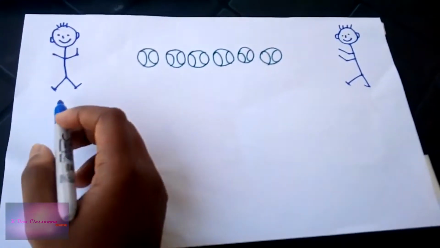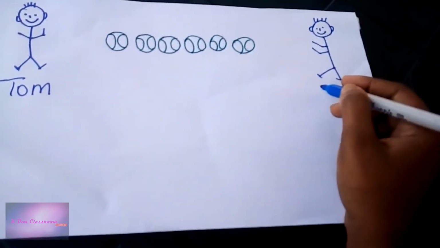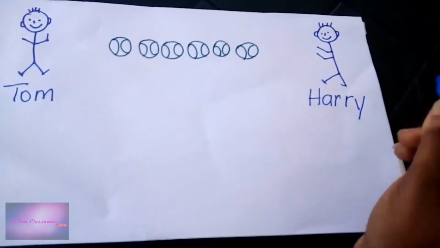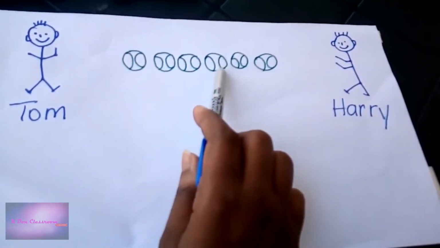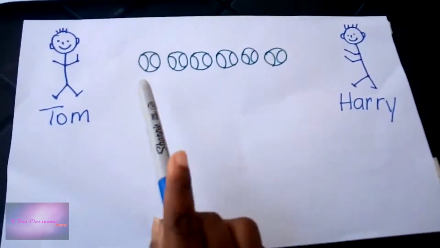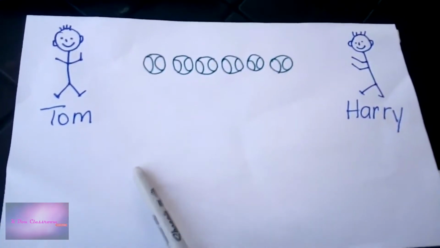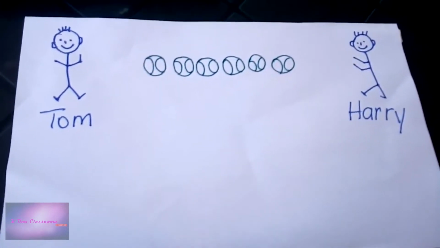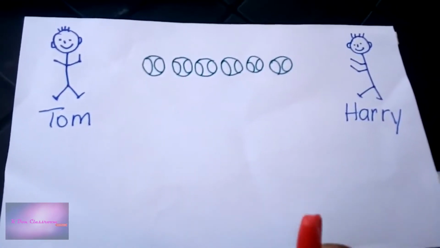Let's look. Here, I have Tom, and here I have Harry. Now there are 6 balls. 1, 2, 3, 4, 5, 6 that needs to be shared equally among Tom and Harry. So how will this be shared? Now we are going to divide them into groups. We are going to share them into groups.